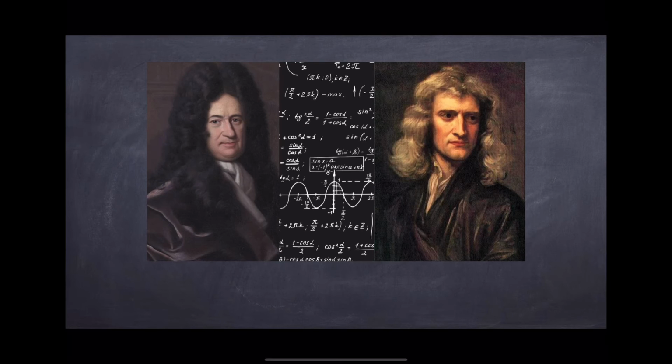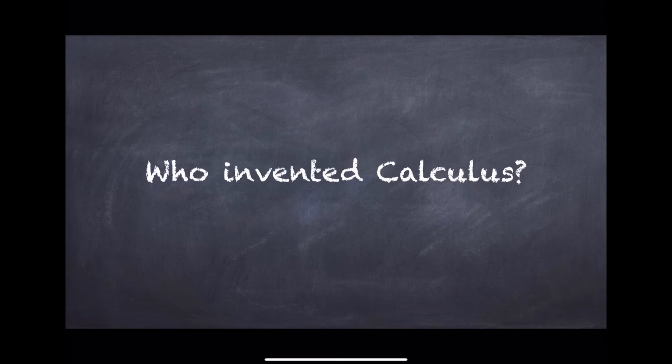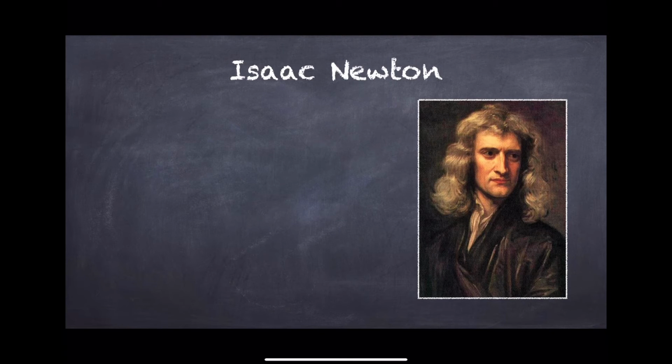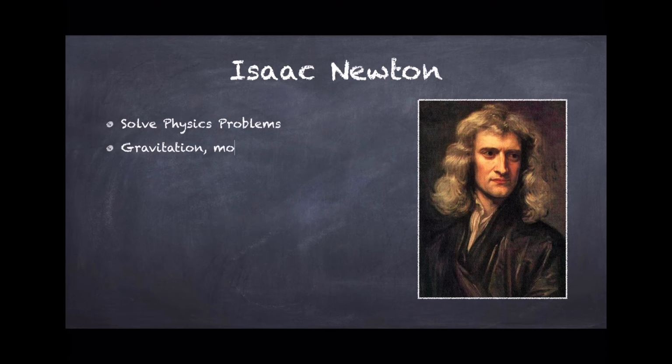Later on, there has been a controversy, even until this modern day, about who invented calculus, Gottfried Leibniz or Isaac Newton. Who invented calculus? At that time, Isaac Newton wanted to develop a new mathematical system to solve a physics problem. He wanted to use mathematics to explain his theories of gravitation, motion, and orbits of the planets.